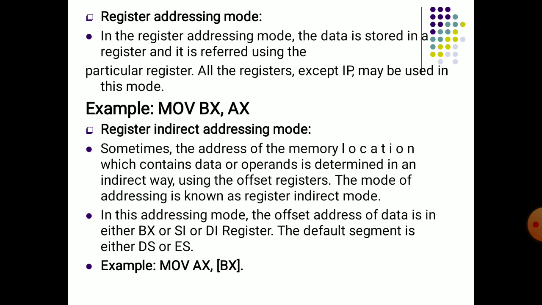Okay, so here in this addressing mode, the offset address data is in either BX or source index, or destination index. Also, the default segment register in this addressing mode is either the data segment or the extra segment. Here the address is indirectly stored in one of the registers. That's why it is called register indirect addressing mode.